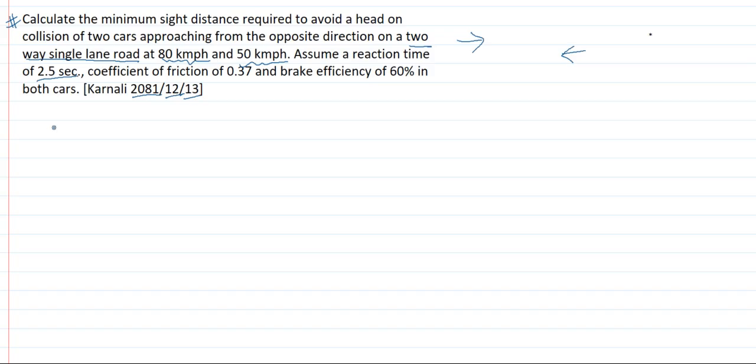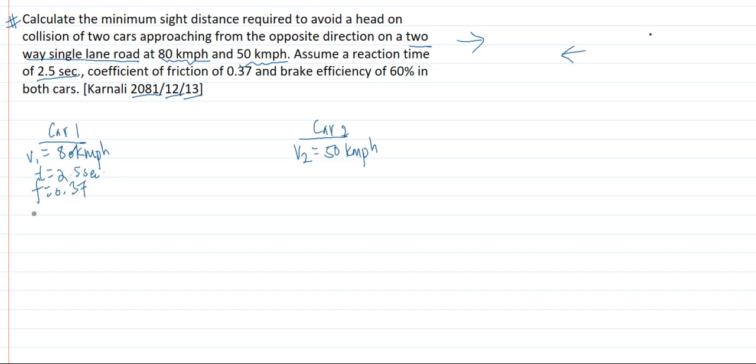So for car 1 and for car 2, right? For car 1, velocity is given as 80 km per hour, and for car 2, velocity is given as 50 km per hour, and t is 2.5 seconds for both, right? And f is 0.37, and then efficiency is 60%, 0.6.